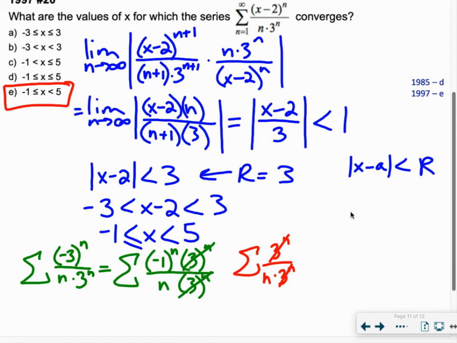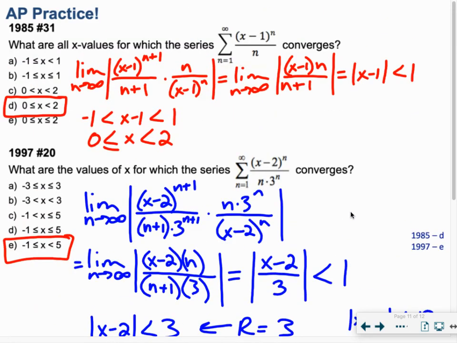Hopefully you have enough information in your tool bag now to be able to do all of your homework, find all these radii and intervals of convergence.